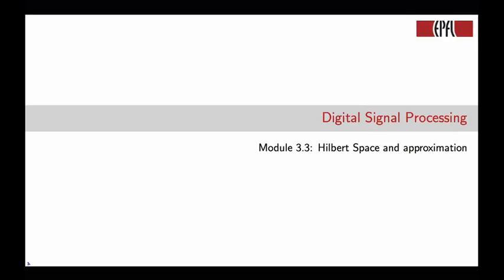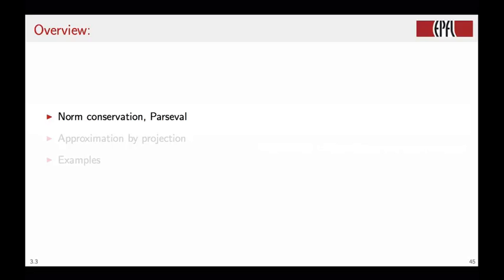Module 3.3, Hilbert space and approximations. The overview of this submodule is the following. First, we're going to talk about the norm conservation when we have expansion into orthonormal bases and a so-called equivalence formula, which is known as Parseval's formula. Then we talk about approximation by projection, and we give an example.